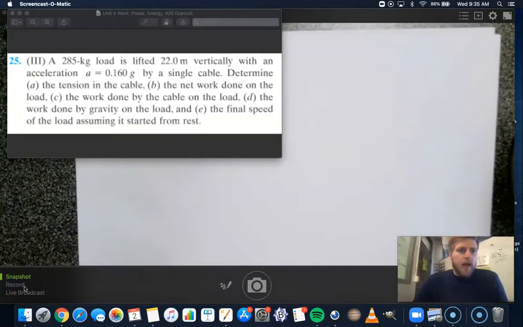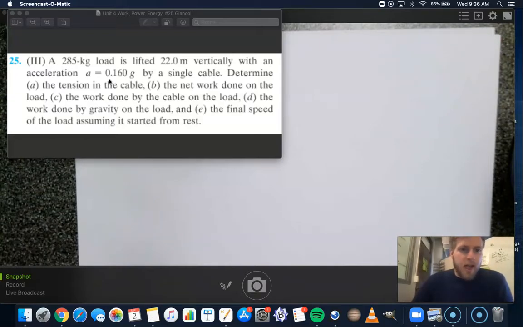It says a 285 kilogram load is lifted 22.0 meters vertically with an acceleration a equal to 0.160 g, which is the same as saying it's 16%, 0.16, of g of 9.8. So that actually gives you a number value, even though it's all symbols. We'll come back to that. By a single cable, so it's being pulled up.